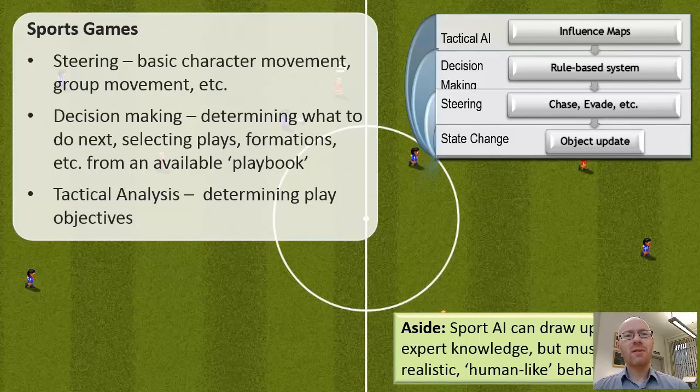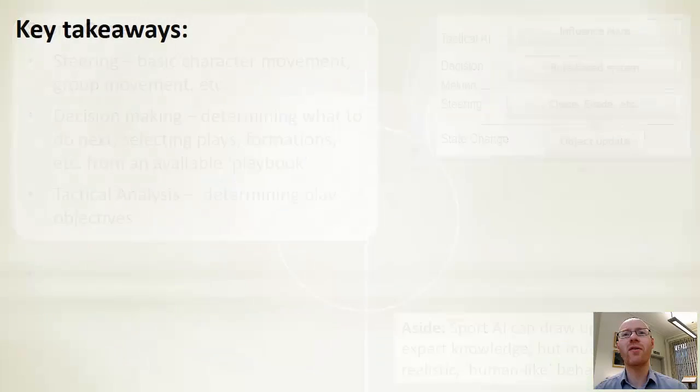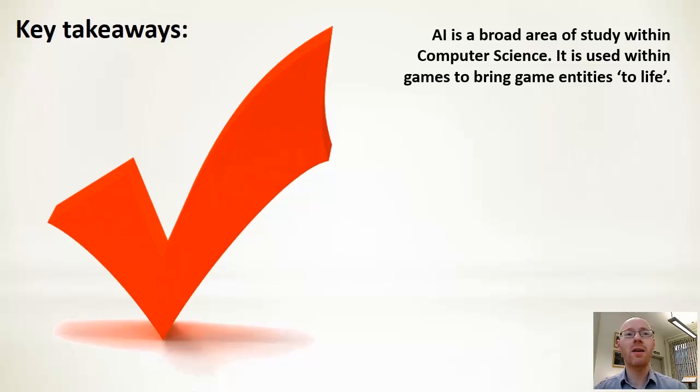Sort of double-edged sword with sport. In one sense, it's easy to find expert knowledge. Generally, for most sports, there's a large body of expert knowledge about, well, what type of decisions ought you make, what type of tactical analysis should you perform. So there's a lot of stuff out there. The other side of that is that there's also high expectations that if you're doing a sports game, that it does play at a level of competency that is comparable to actual people playing the sport. So the bar is notionally a bit higher in this style of game.